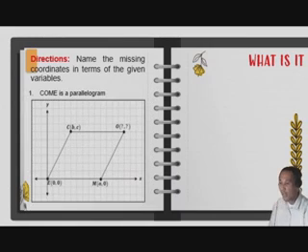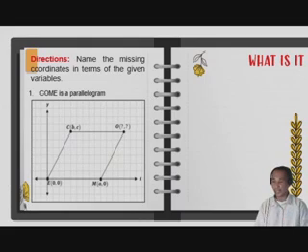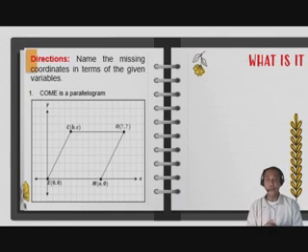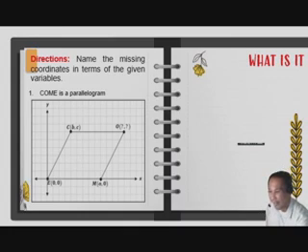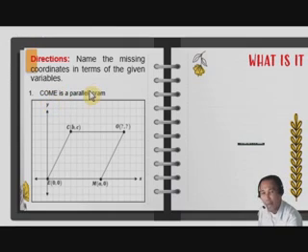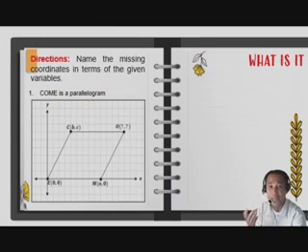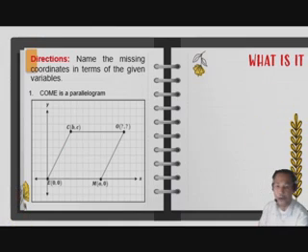We are going to name the missing coordinates, okay, in terms of the given variables. Tuturuan ko kayo kung paano po sumagot sa ganitong mga problems. Ready na ba kayo? So, sa number 1, we have here, class, by the way, different kinds of figure, okay, or polygons, but here we are going to find the missing coordinates.